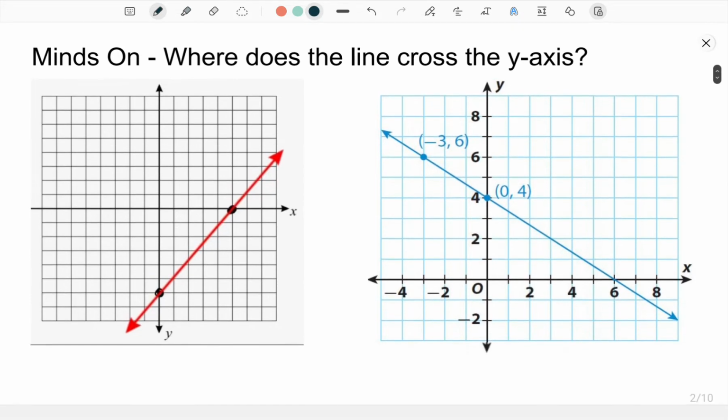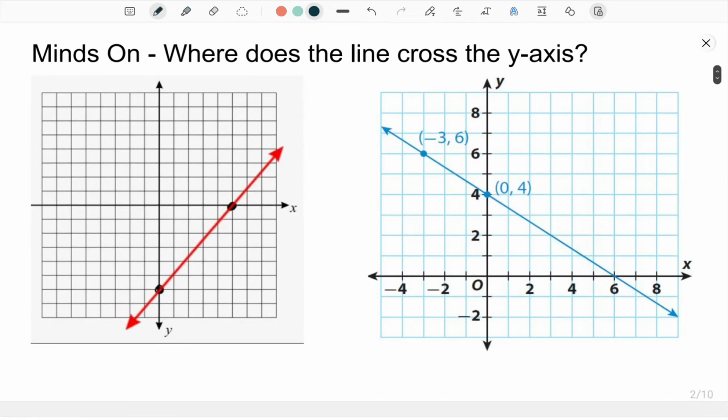Okay, so before we start us off, let's just take a look at these two lines. Take a moment and check, where does the line cross the y-axis? Remember, the y-axis is the one in the middle going up and down. All right, and if we check that out, what you'll see is in the one graph, we have it down here. And if we actually find out the value, that would be at about -6. And on the other graph, we can see it's right by the 4 where it crosses the y-axis.